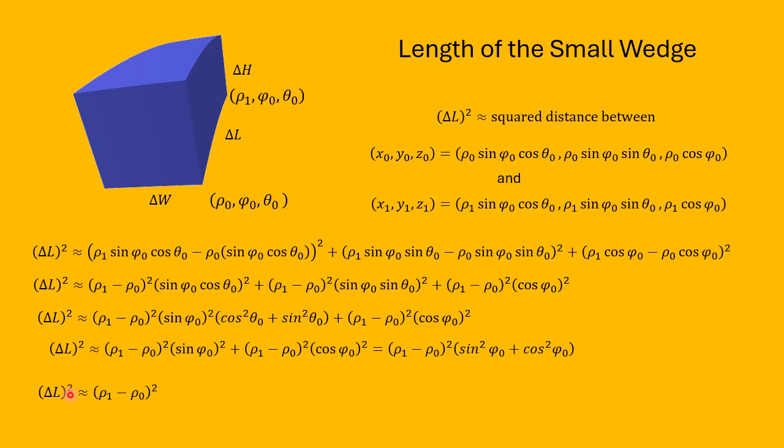So the length squared is this. Take square roots of both sides, and we have the length that we have up here in this wedge is, to a very good approximation, ρ₁ − ρ₀. And for ρ₁ − ρ₀, let's just call that Δρ, the change in the ρ value going from this point up to this point. So now we have a very nice, very simple formula for the length of that side of this wedge.